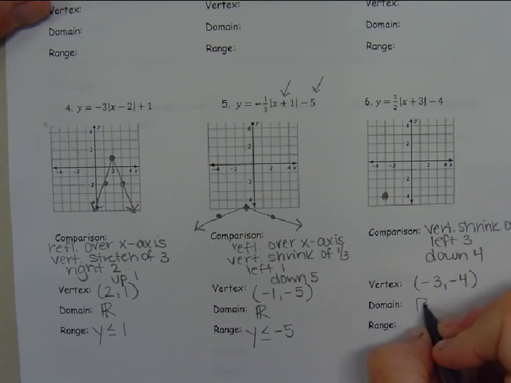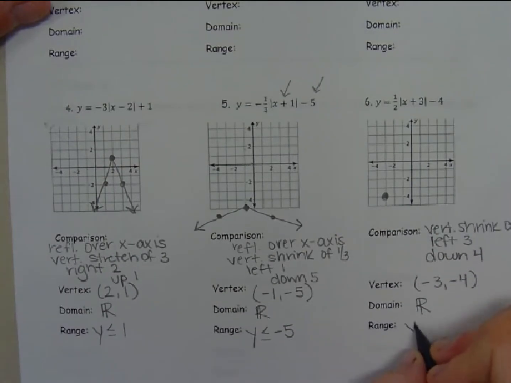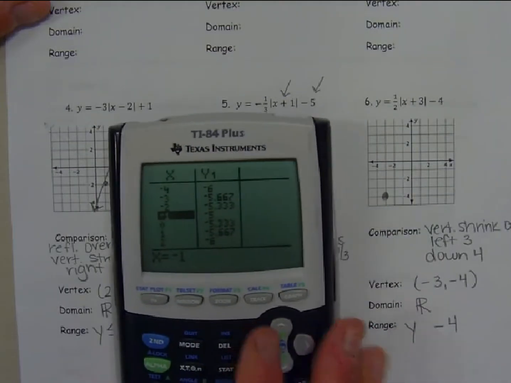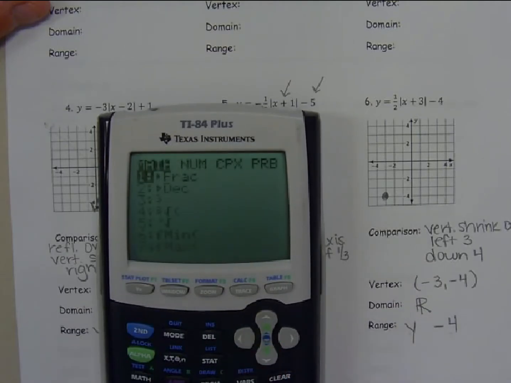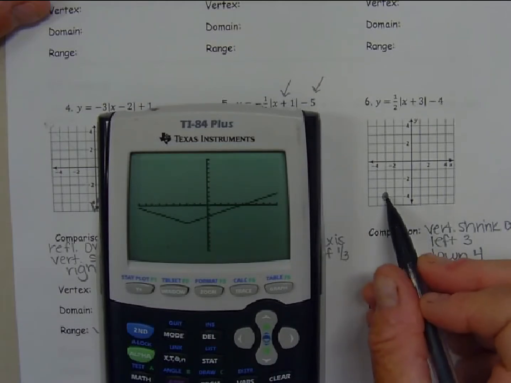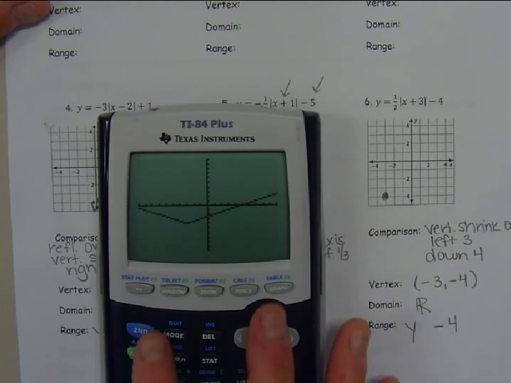I can actually automatically fill in my domain, and I can fill in my range with my y and -4. So now if I go back to my calculator, I can put that in here. I'm going to put my 1/2 in parentheses, math, over to number, absolute value of x plus 3, and then I'm going to go -4, and I'm going to hit graph. So now if I look here, my vertex is at -3, -4.